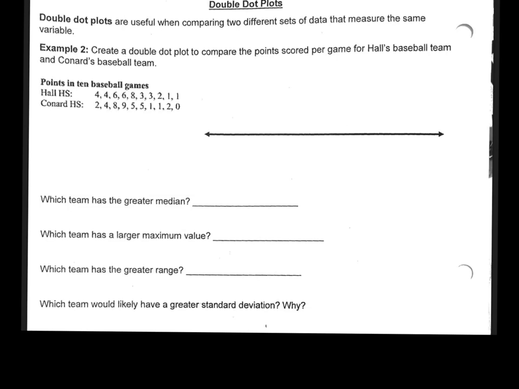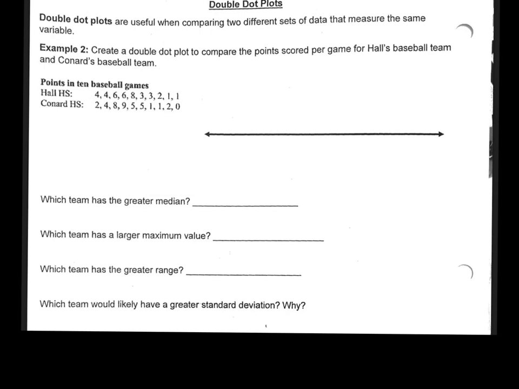We also have what are called double dot plots, and as it says at the top, they're useful when we're comparing two sets of data that measure the same variable. So the example we have are of the Hall and Conard baseball teams and how many points they scored in 10 games. So the double dot plot is going to make it really easy to compare the performances of the two teams. So again, we're going to take a look at both lists now and try to find the minimum and the maximum.